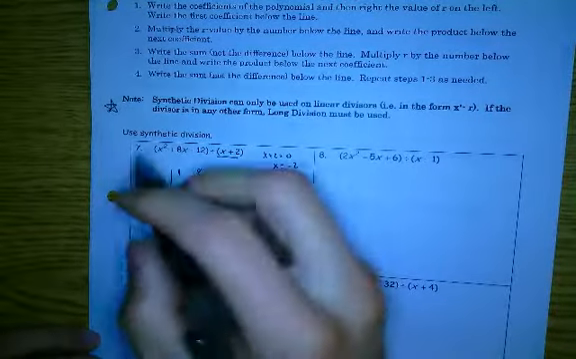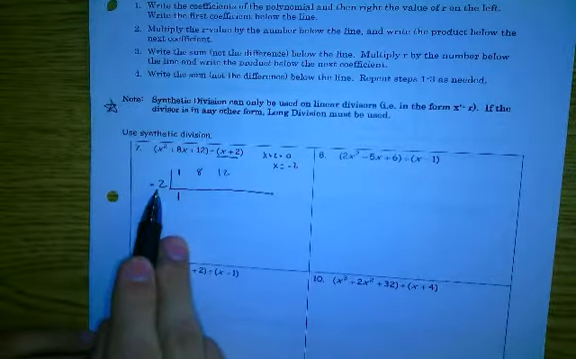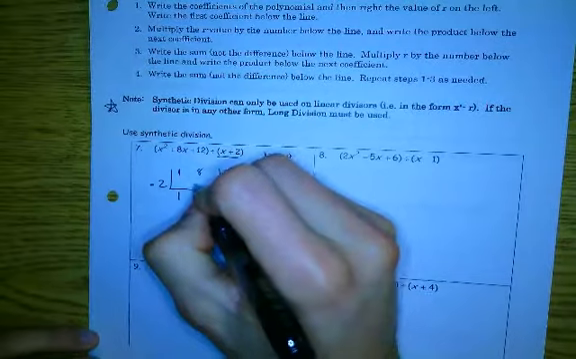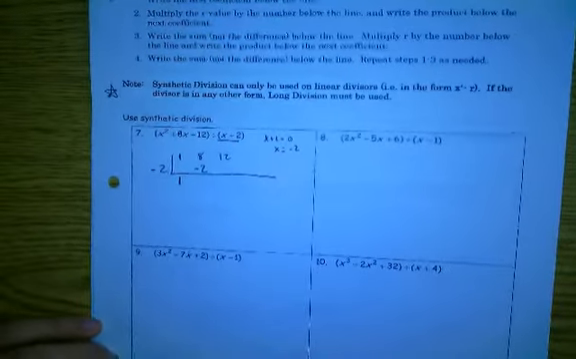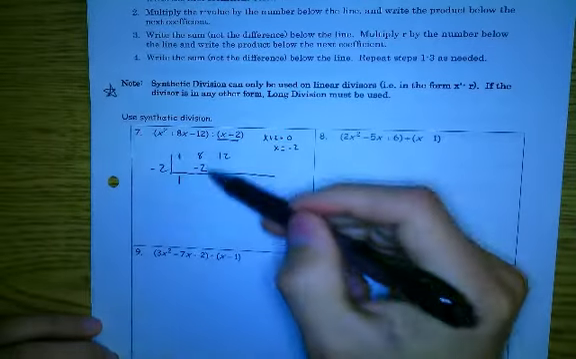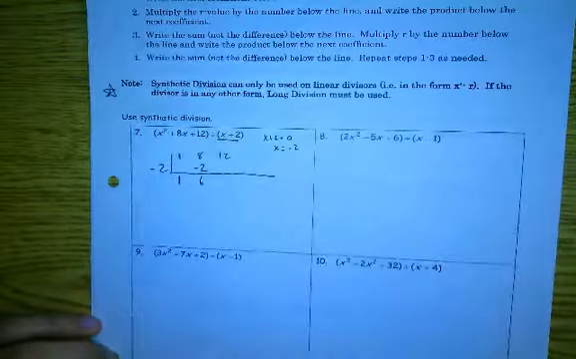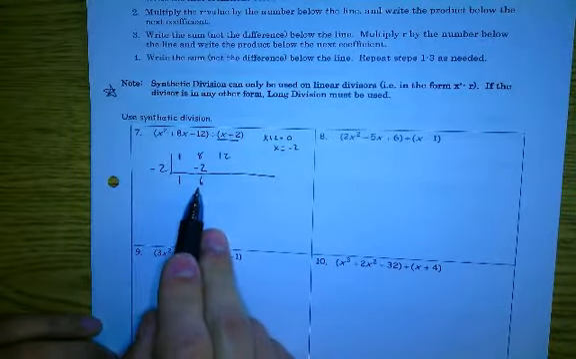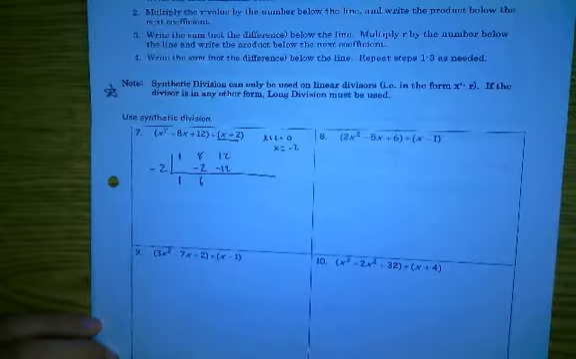Then you bring it down just as it is, and then you're going to take that value and multiply it by your divisor. So 1 times negative 2 is negative 2, and you put the result in the next column. Then you're just going to add the results. What's 8 plus negative 2? 6. You write your result down. Then you repeat the process. 6 times negative 2 is negative 12. 12 plus negative 12 is 0.